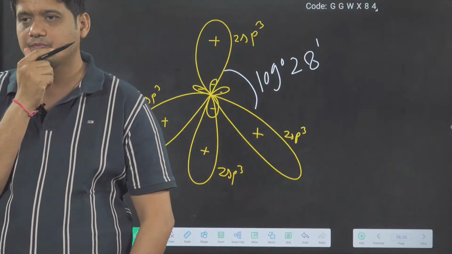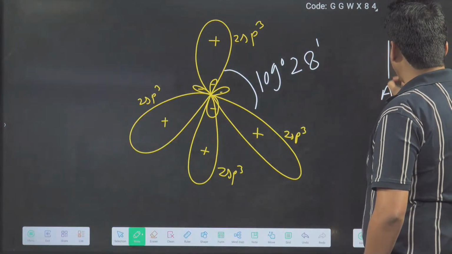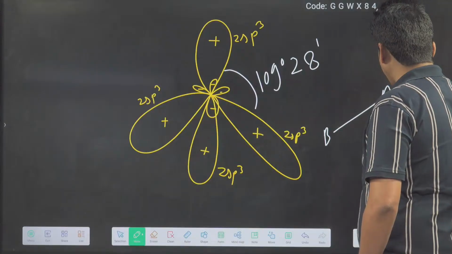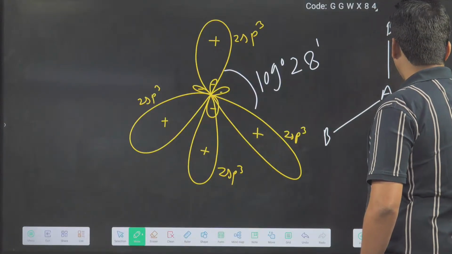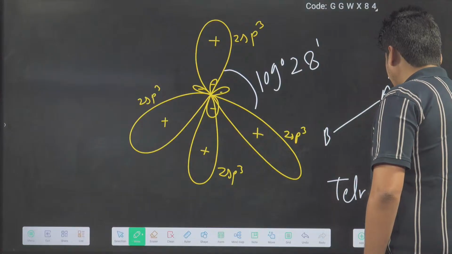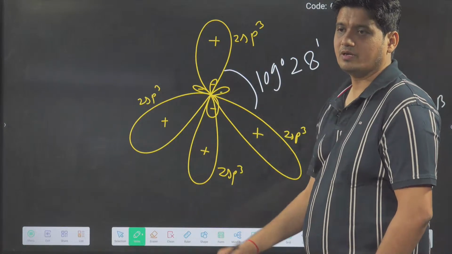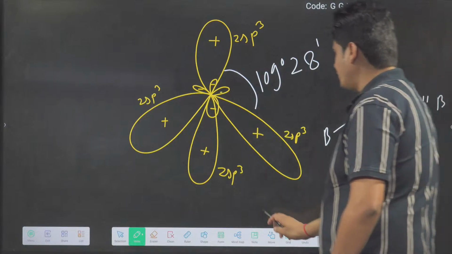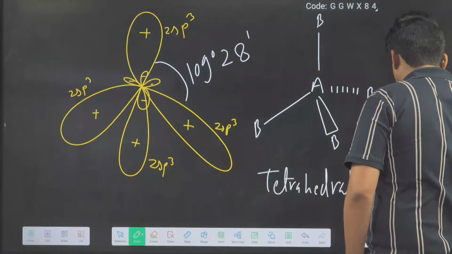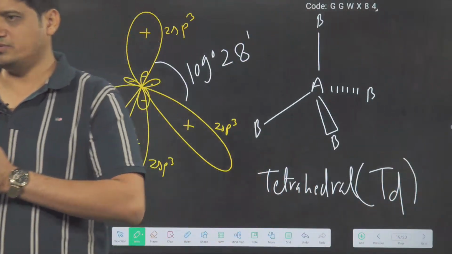Okay, I will represent by the bond here. Let's say central atom is A, surrounding atoms are taken here. This geometry is named as tetrahedral. Standard abbreviation for tetrahedral is TD. Okay. Now I will explain meaning of all these terms which are written here.